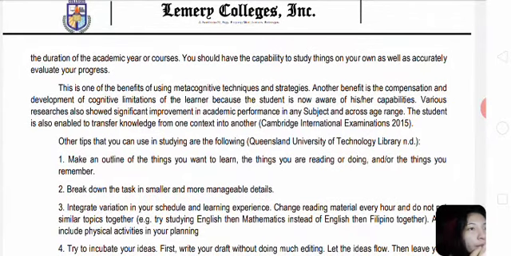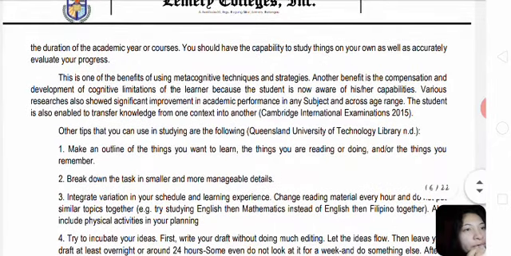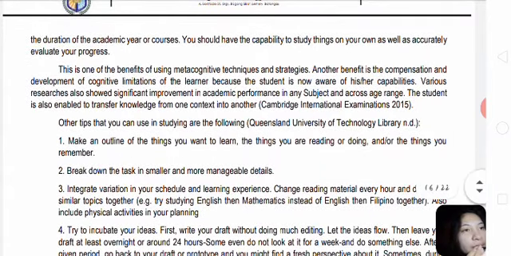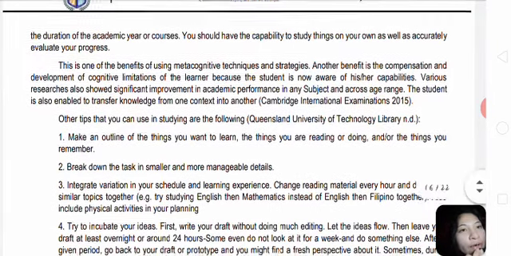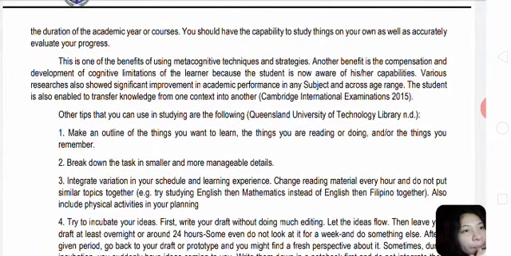Another benefit is the comprehension and development of cognitive limitations of the learner, because the student is now aware of his or her capabilities. Various researches have also shown significant improvement in academic performance in any subject and across age ranges. The student is also enabled to transfer knowledge from one context into another.